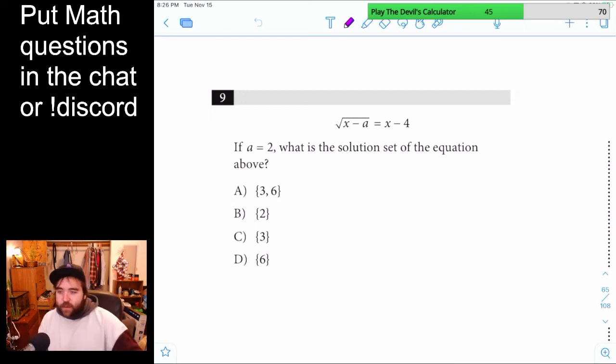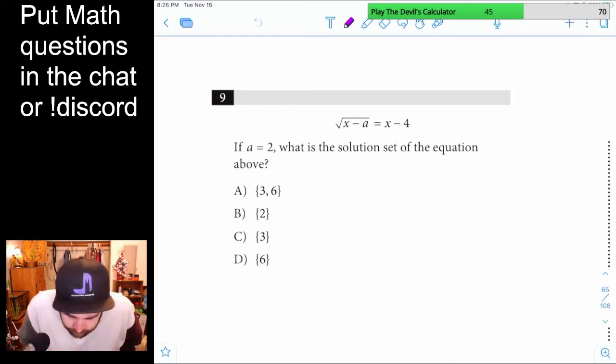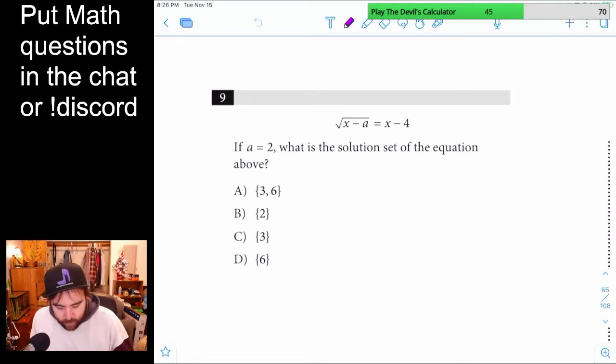All right, let's keep going on these solve for x SAT problems. So what are we gonna do here? They tell us that a is equal to 2. So we're first definitely just gonna plug that in. And then look at what they do here.